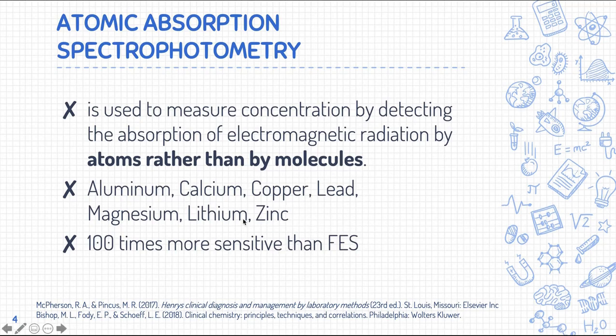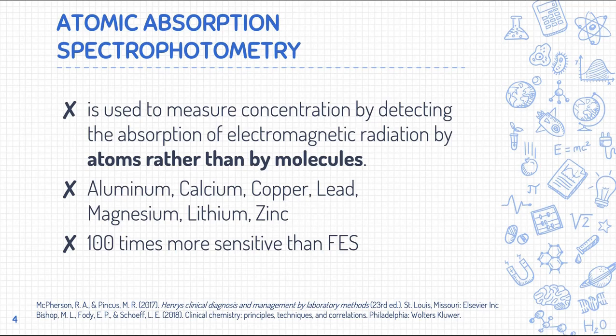Talking now about atomic absorption spectrophotometry, your AAS is actually 100 times more sensitive than your FES. If you're asking what is FES, that is flame emission spectrometry. FES is a very insensitive and non-specific method. That's why we are using AAS more than FES. Again, AAS is 100 times more sensitive than FES.